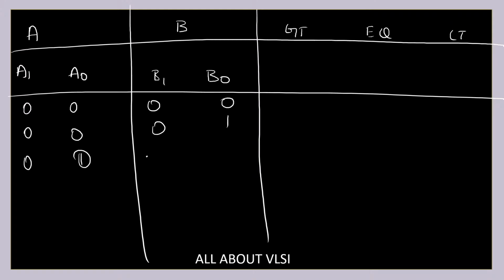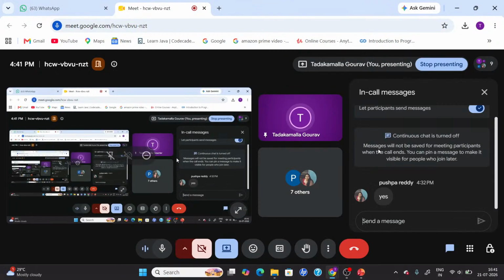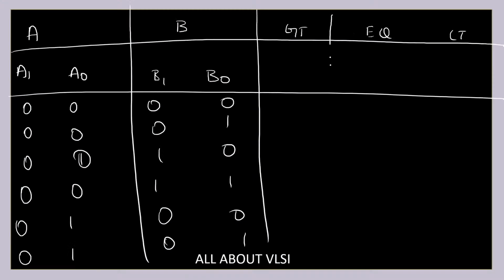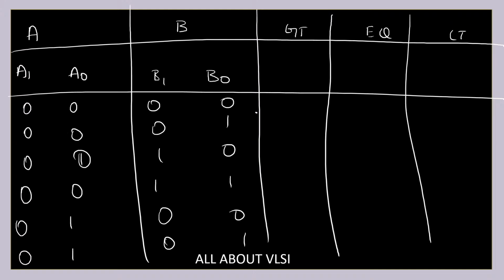0, 0, 0, 0, 0, 0, 1, 0, 1. So like this, I will have a total of 16 combinations that you can fill out. I'm just giving you one basic idea how to come up with these equations. So here obviously A is less than B, so greater than will be equal to 0. All these particular cases, this will be equal to 0 only. And here it will be equal to 1. For this particular case, it will be equal to 1. And the remaining cases, it will be equal to 0 only.